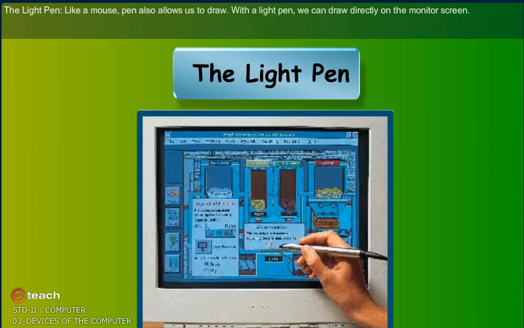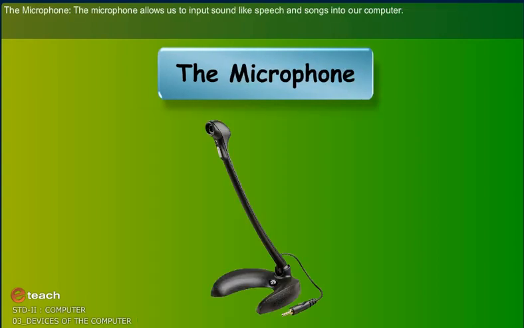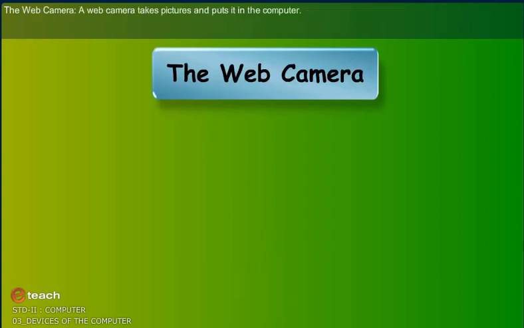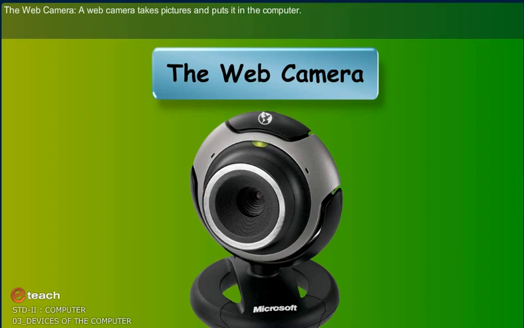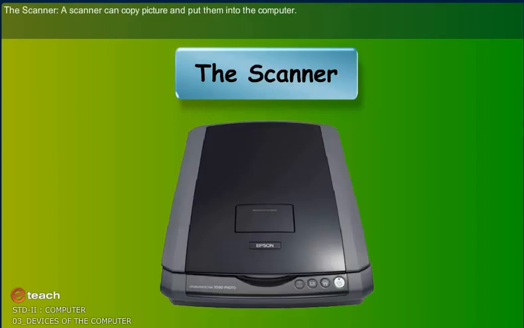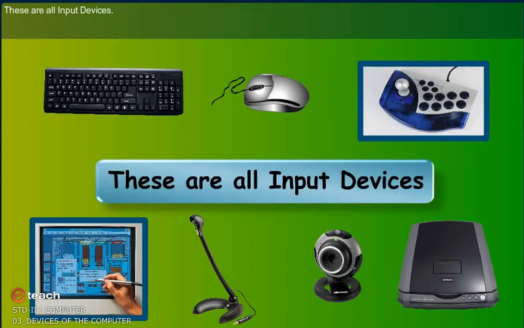Light pen. Like a mouse, a light pen also allows us to draw. With a light pen, we can draw directly on the monitor screen. The microphone. The microphone allows us to input sound like speech and songs into the computer. The web camera. A web camera takes pictures and puts them in the computer. The scanner. A scanner can copy pictures and put them into the computer. These are all input devices.